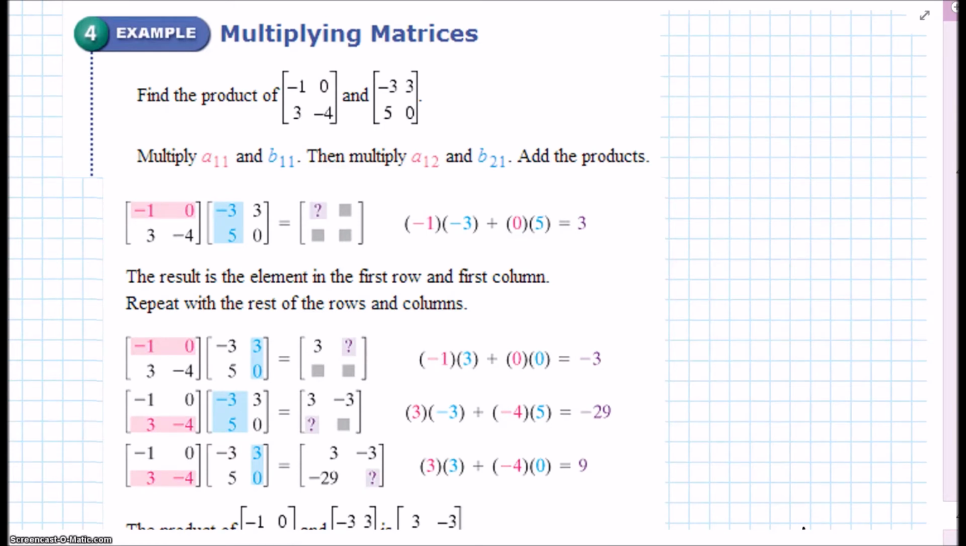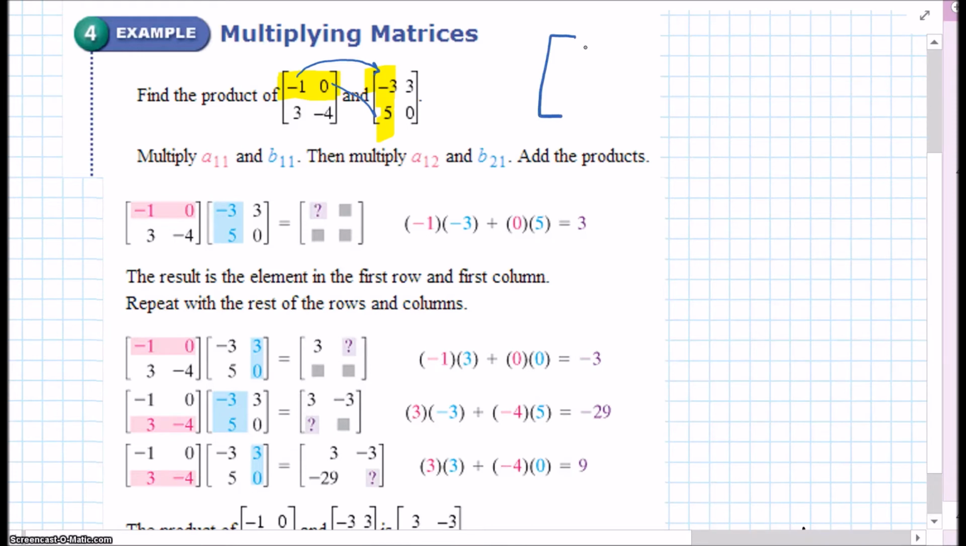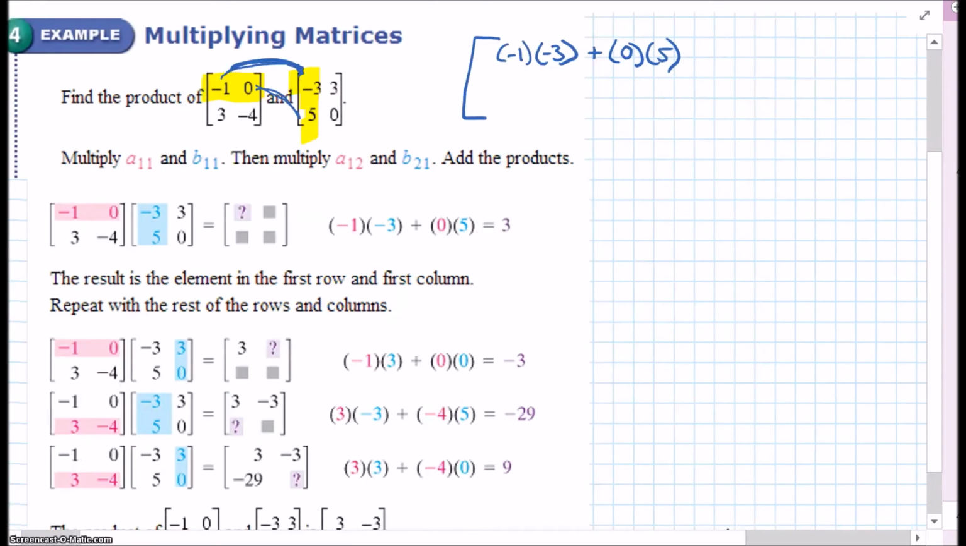The first thing we're going to do is multiply the first row by the first column. We're going to match elements, so we're going to match the first element of each. We're going to have a matrix that looks like this: negative 1 times negative 3, first element. And then we're going to add the next elements, 0 times 5. That's going to be the first row, first column of the new matrix.